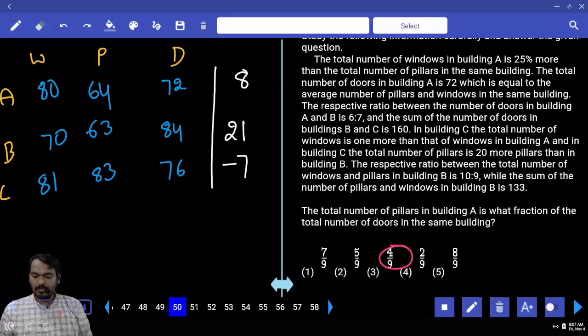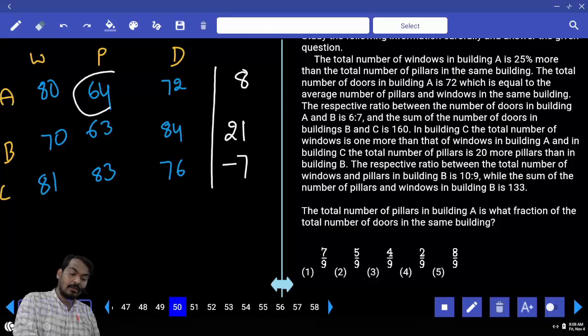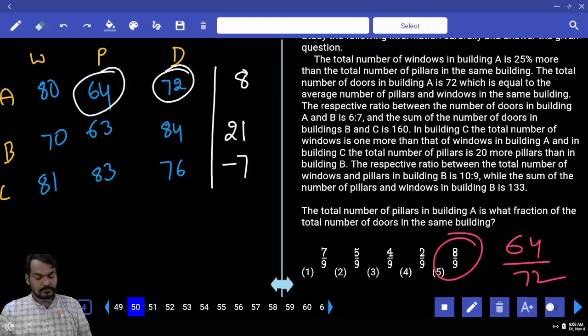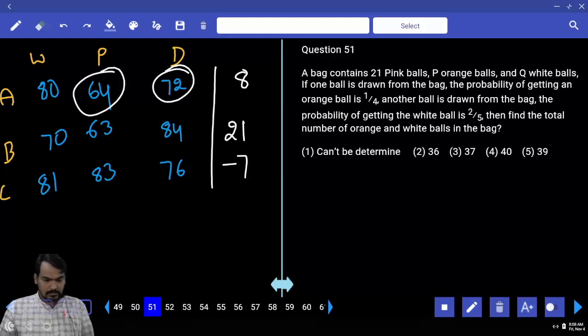Next, question number 50. The total number of pillars in building A is what fraction of the total number of doors in the same building? What are the pillars in building A? 64. Doors in building A? 72. Then we require 64 by 72, or not? What is the fraction? 8 by 9. Next.